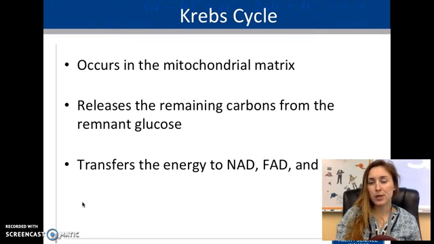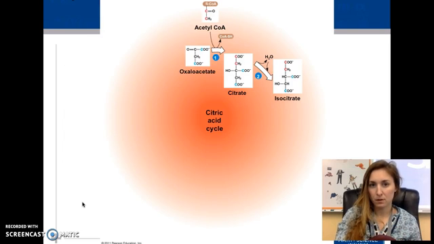This occurs in the mitochondrial matrix, which is the fluid in the mitochondria. It releases the remaining carbons from what was glucose, and then became pyruvate, and then became acetyl-CoA. It transfers that energy from breaking those bonds to NAD, FAD, and ADP, and so then the energy is stored in NADH, FADH, and ATP.